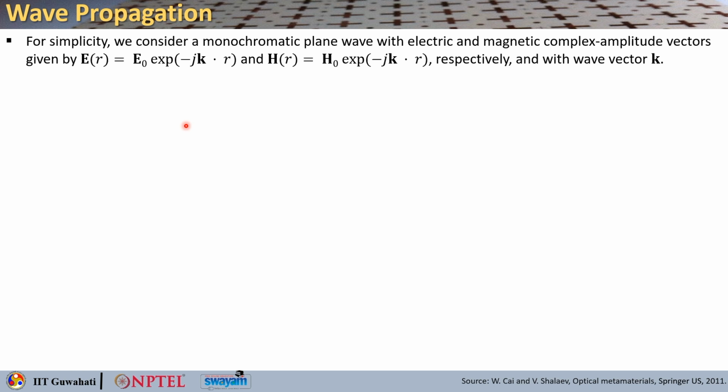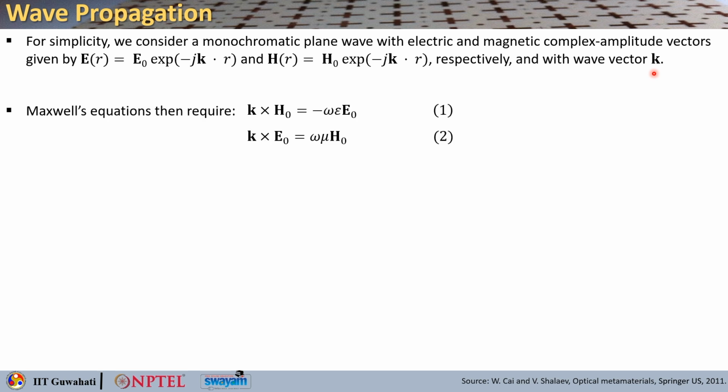So, for simplicity, we can consider a monochromatic plane wave with electric and magnetic complex amplitude vectors, which are given by E(r), that you can write as E naught exponential minus j k dot r, and you can have the magnetic field also in the same form. So, here k is basically the wave vector. So, Maxwell's equations can then be written in this form, that k cross H naught will be equal to minus omega epsilon E naught, and k cross E naught will be nothing but omega mu H naught.